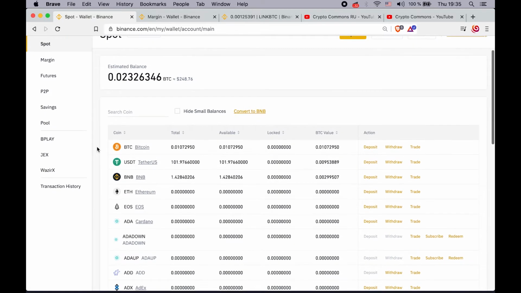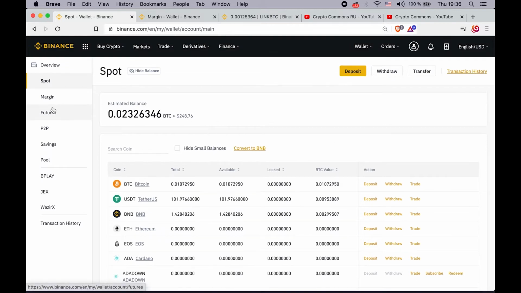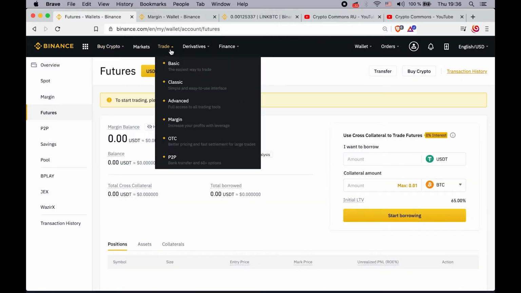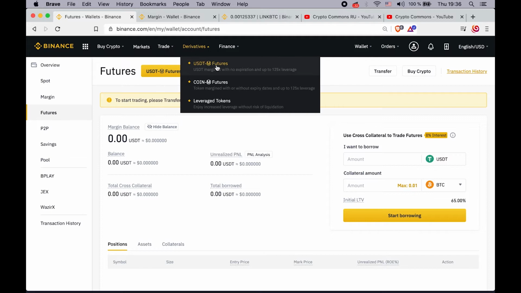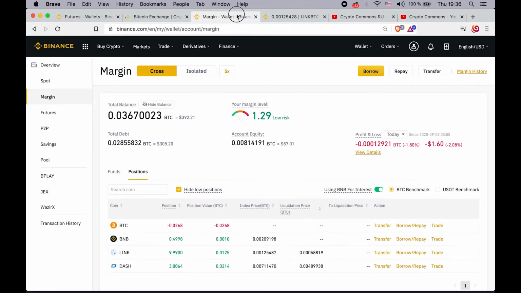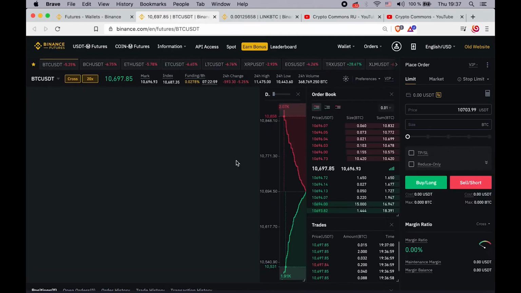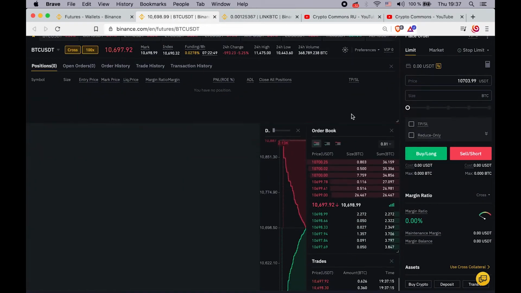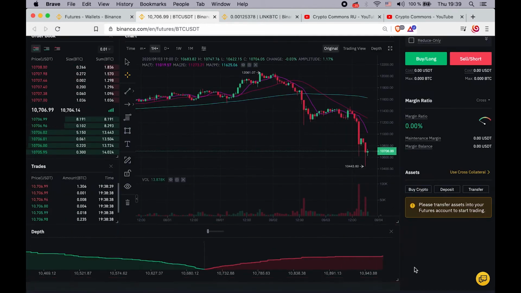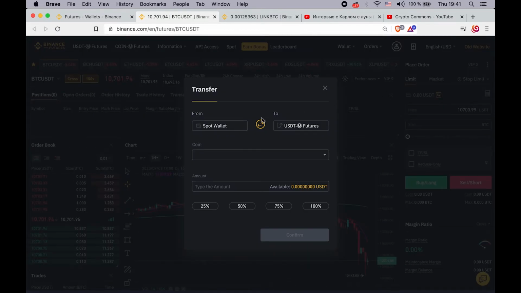Okay, now let's look at futures trading. Here we are in our futures wallet. Futures trading here is basically two types: USDT futures and coin margin futures. That means in USDT futures you need to have USDT as collateral, and in coin margin futures you can have BTC, Ethereum or any other coin which is accepted as your collateral. Let's begin with USDT futures. We can drag and drop every window and set it up as we like, and let's go on.